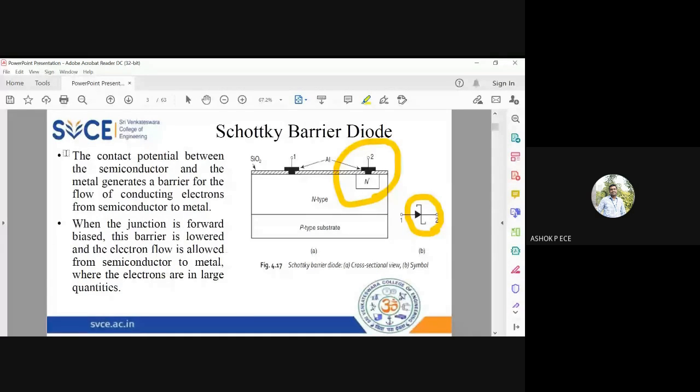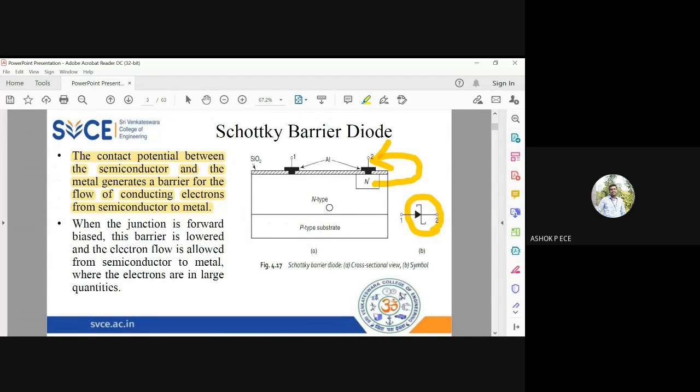Because of the contact potential between the semiconductor and the metal, it generates a barrier for the flow of electrons. You know that whenever you have a metal semiconductor junction, the electrons are going to flow from the semiconductor towards the metal. For the electrons to flow freely from the semiconductor region to the metallic region, the potential barrier has to be less. But conventionally all metal semiconductor junctions will have a certain amount of potential barrier. You cannot make it completely negligible. So whenever you make a metal semiconductor junction, a potential barrier is formed.